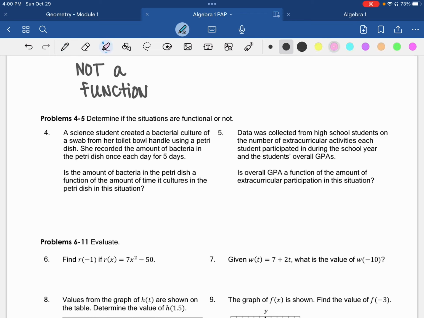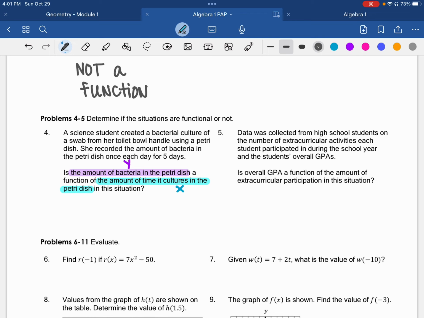We're going to grab our highlighter now, and we're going to use our colors for X and Y. Remember, when this question is asked, is the amount of bacteria in the petri dish a function of? This is your Y value. So this is not the one that we're looking to repeat. Of a function of, and now this is the one that we want to look to see if it's repeating. This is our X value. The amount of time it cultures in the petri dish. So normally I would want to say that time can repeat.